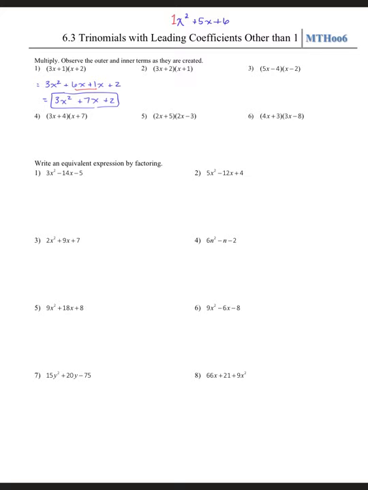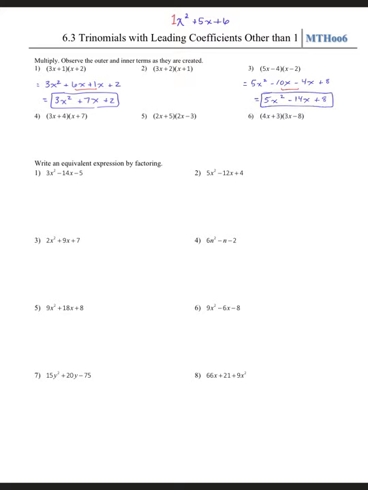We're going to jump over to number 3. We start with 5x squared, and then a negative 10x, a negative 4x, and lastly a positive 8. Again, we want to combine our like terms, so we're left with 5x squared minus 14x plus 8.